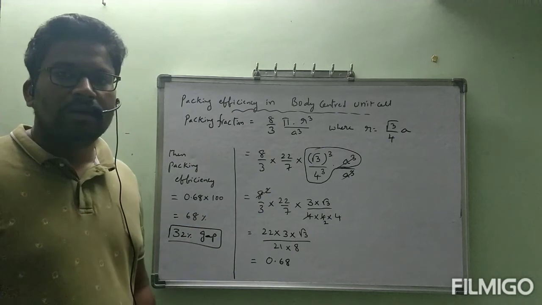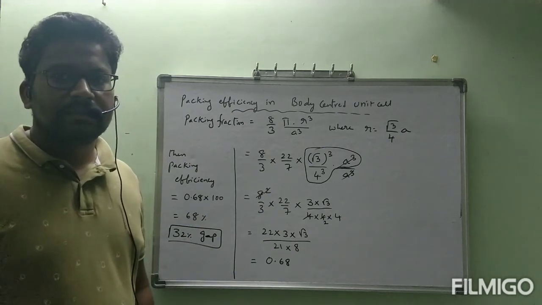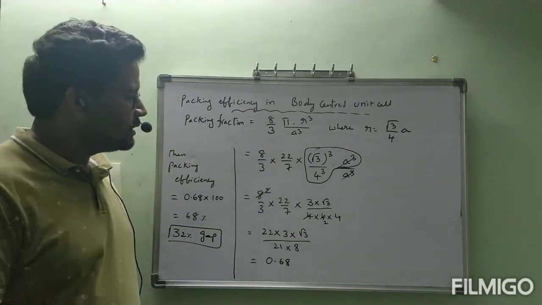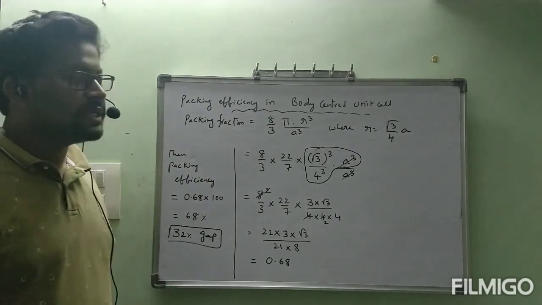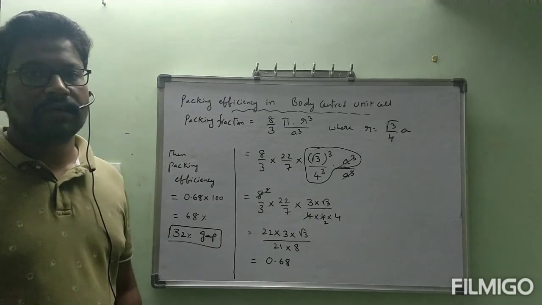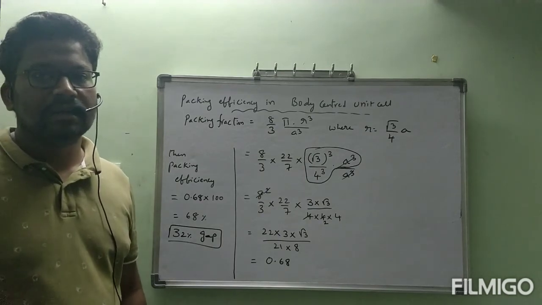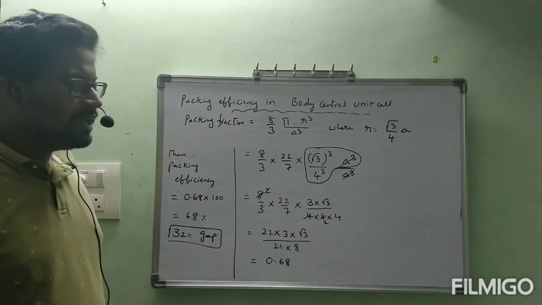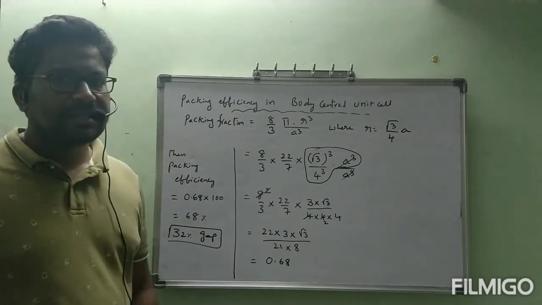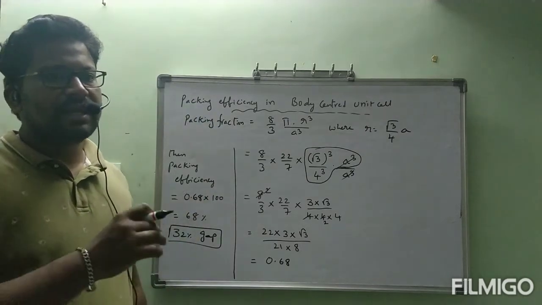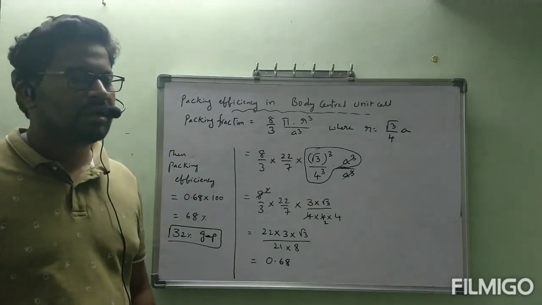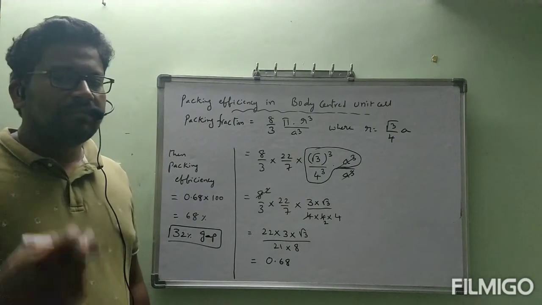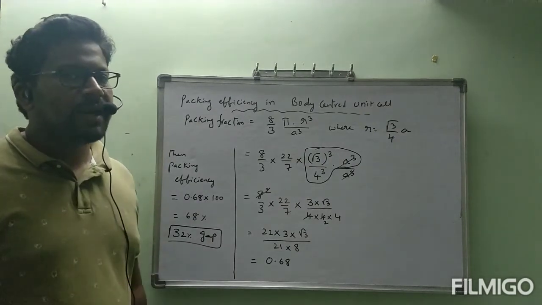68% volume is occupied by particles present in body centered unit cell. This is the calculation of packing efficiency in body centered unit cell. Next one is simple only, that is simple primitive unit cell. That is very easy. Before that, actually this is only a little bit complicated because we have to take body diagonal as well as face diagonal. Yesterday simply by face diagonal itself we got the answer. Today we need to take that body diagonal because it is body center particle.